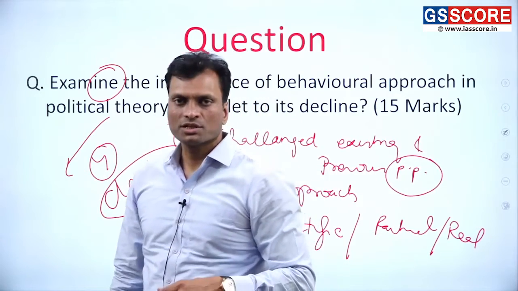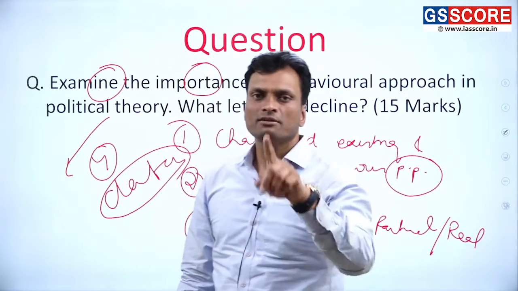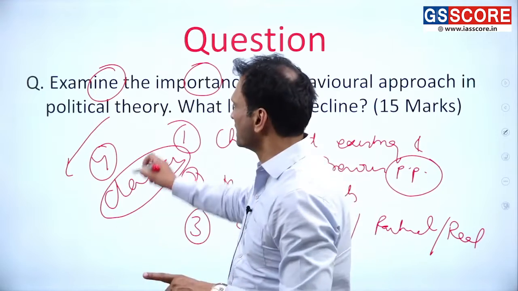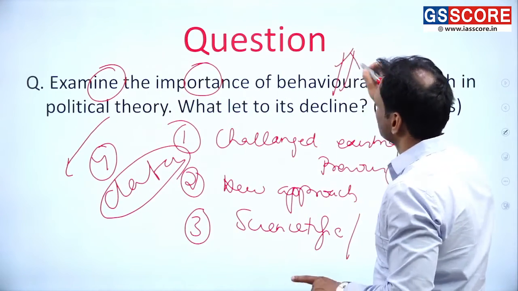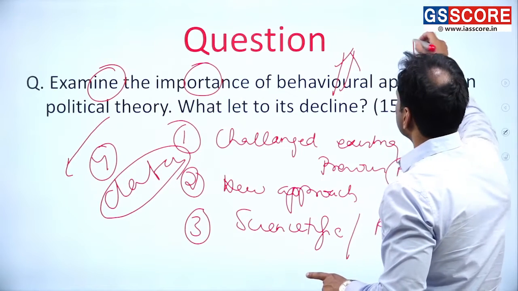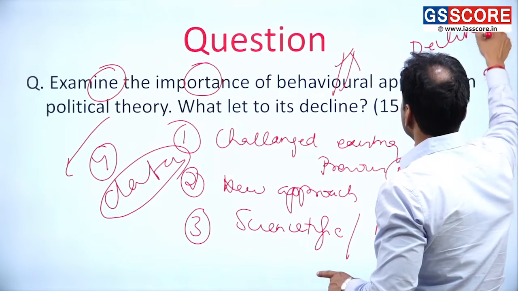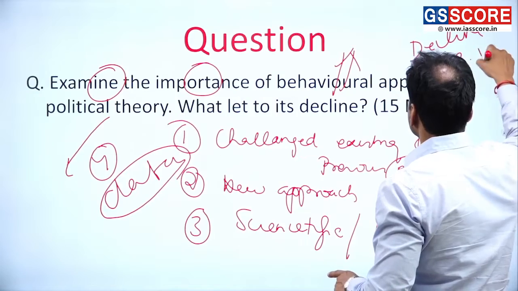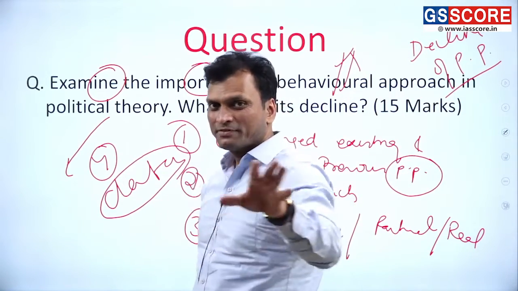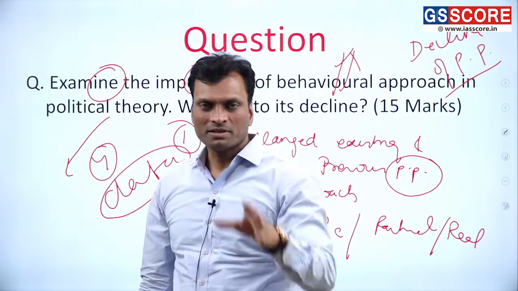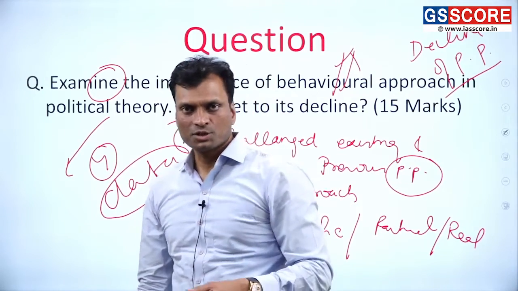You know what they changed? The subjective value analysis of political theory. And that's why the rise of behavioralism is called the decline of political theory. I will write political philosophy, because they hated philosophy. One reason was that it was becoming subjective in nature.